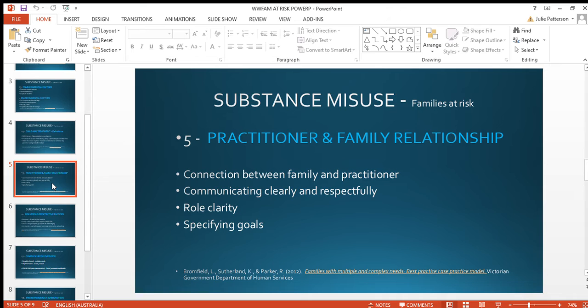Another important thing in the practitioner-family relationship is specifying goals that can be empowering and helping the family have ownership of working towards their longer-term vision. Ensure that the goals are tied to concerns that have been identified. So in summation, it's the practitioner's role to provide the widest possible assistance.